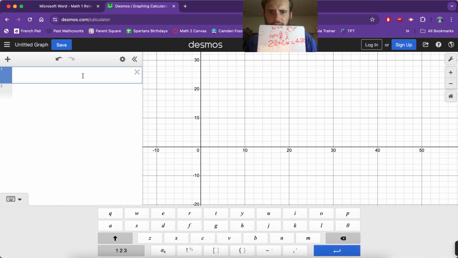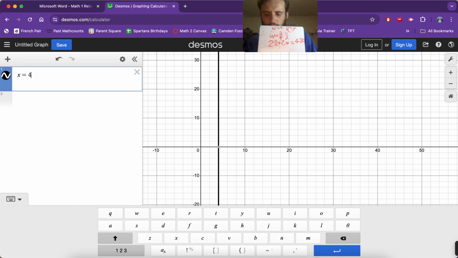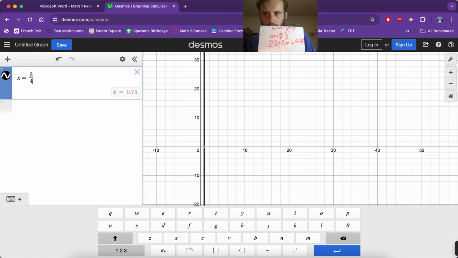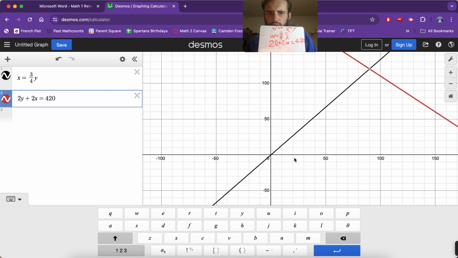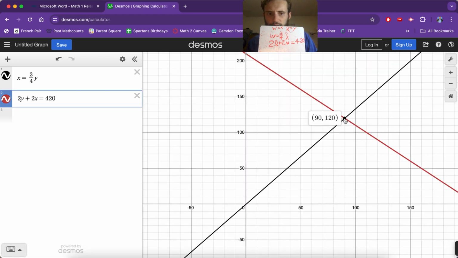So we said the width is X. Let's do X equals 3/4 Y. Okay. And 2X, or no, 2Y, I guess, plus 2X. It really didn't matter. It's a commutative property. Equals 420. So those are our two lines, and they're both true at this point. So 90 and 120. So your width would be 90, and your length would be 120.